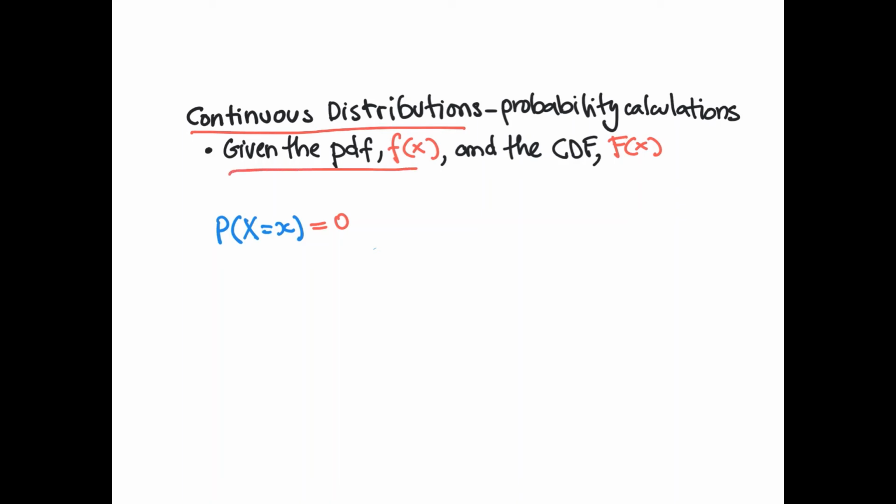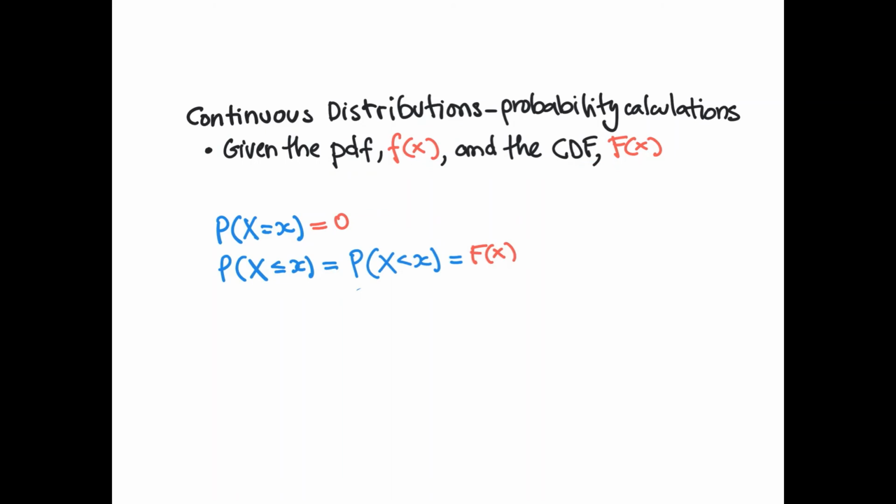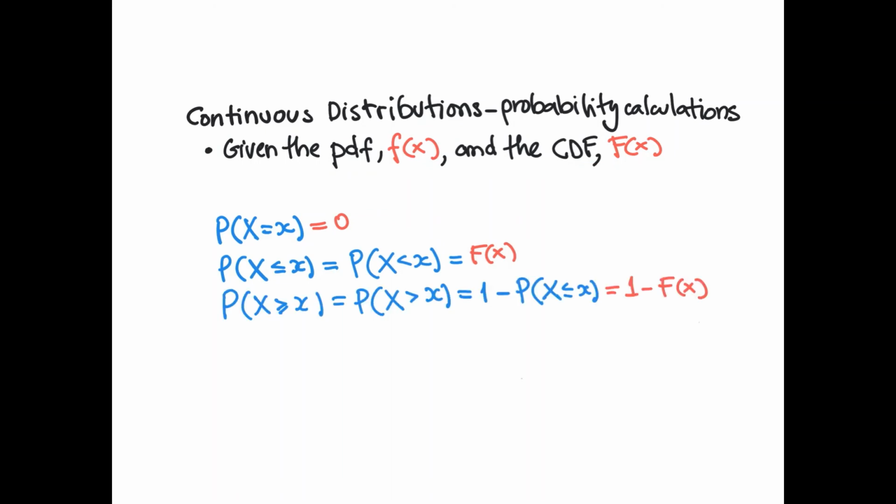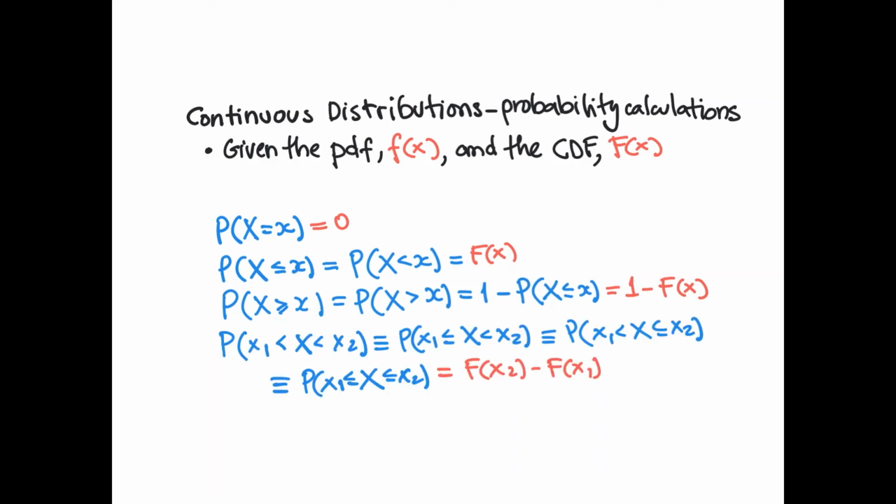If we are given a probability density function and the cumulative distribution function, we know that the probability of a point value is 0. For X less than x is the cumulative distribution function. For greater than x is 1 minus the cumulative distribution function. And for an interval is just the cumulative distribution function at the second position minus the cumulative distribution function at the first position.